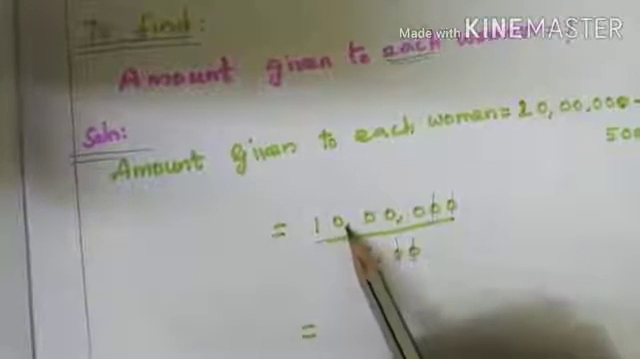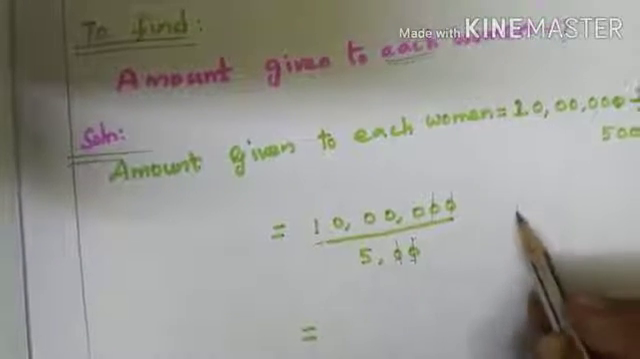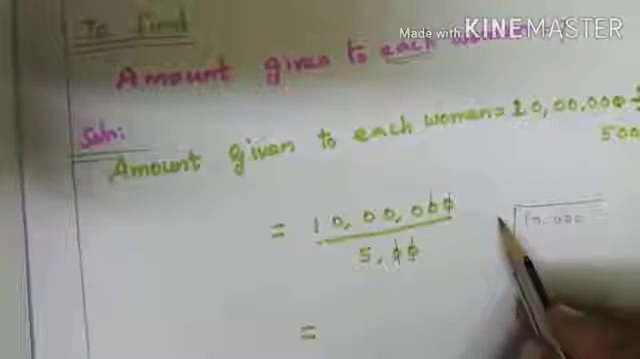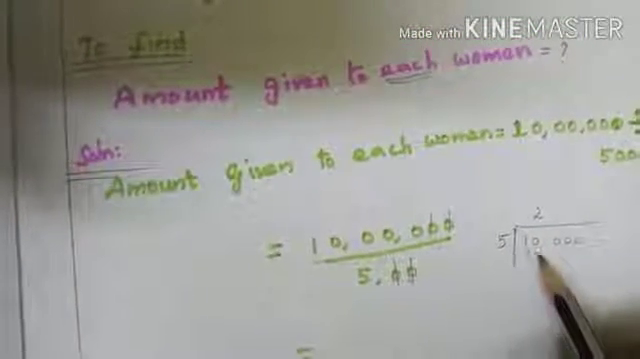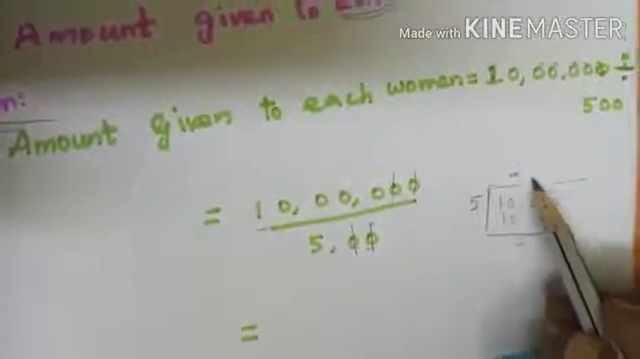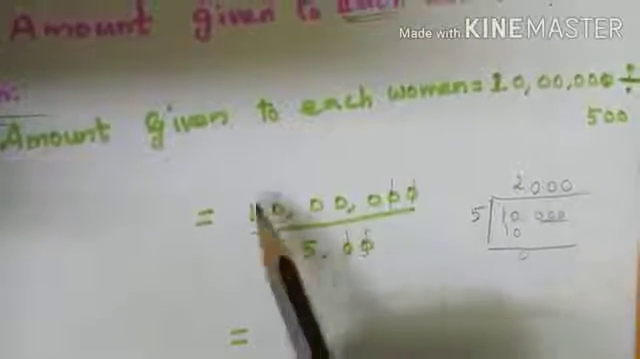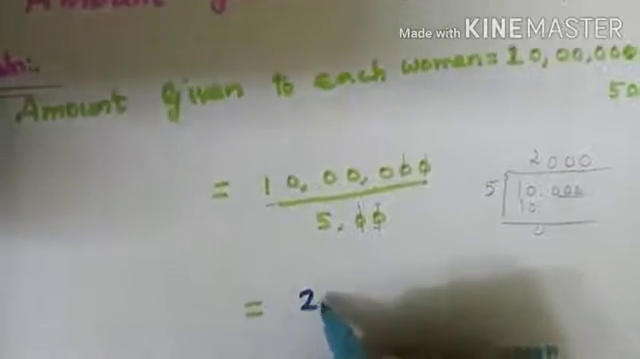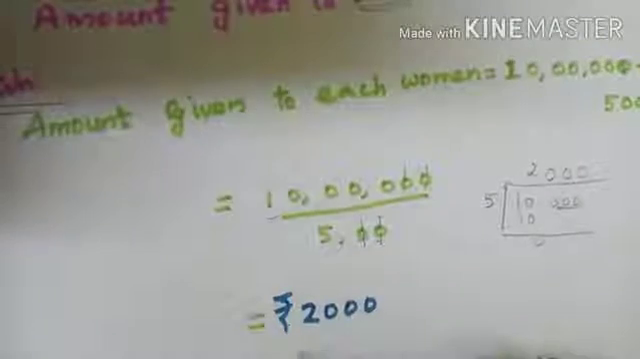Now you see here what number is there? 10,000 by 5. So now we are going to divide 10,000 by 5. Now you see here 2 5s are what? 10. And the rest of the zeros we can take to the quotient, 0 0 0. So 3 zeros are there. Therefore the amount given to each woman equal to how much? Rupees 2,000.